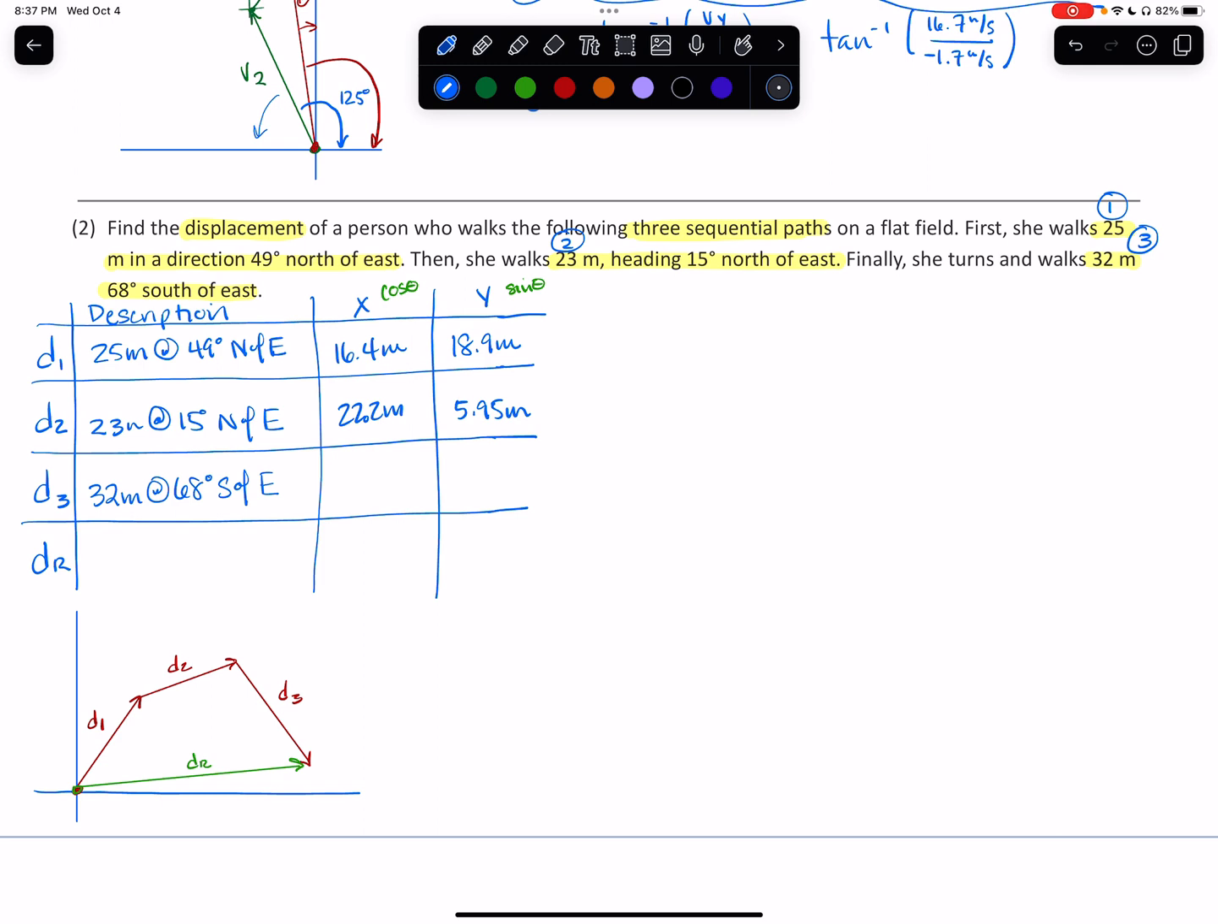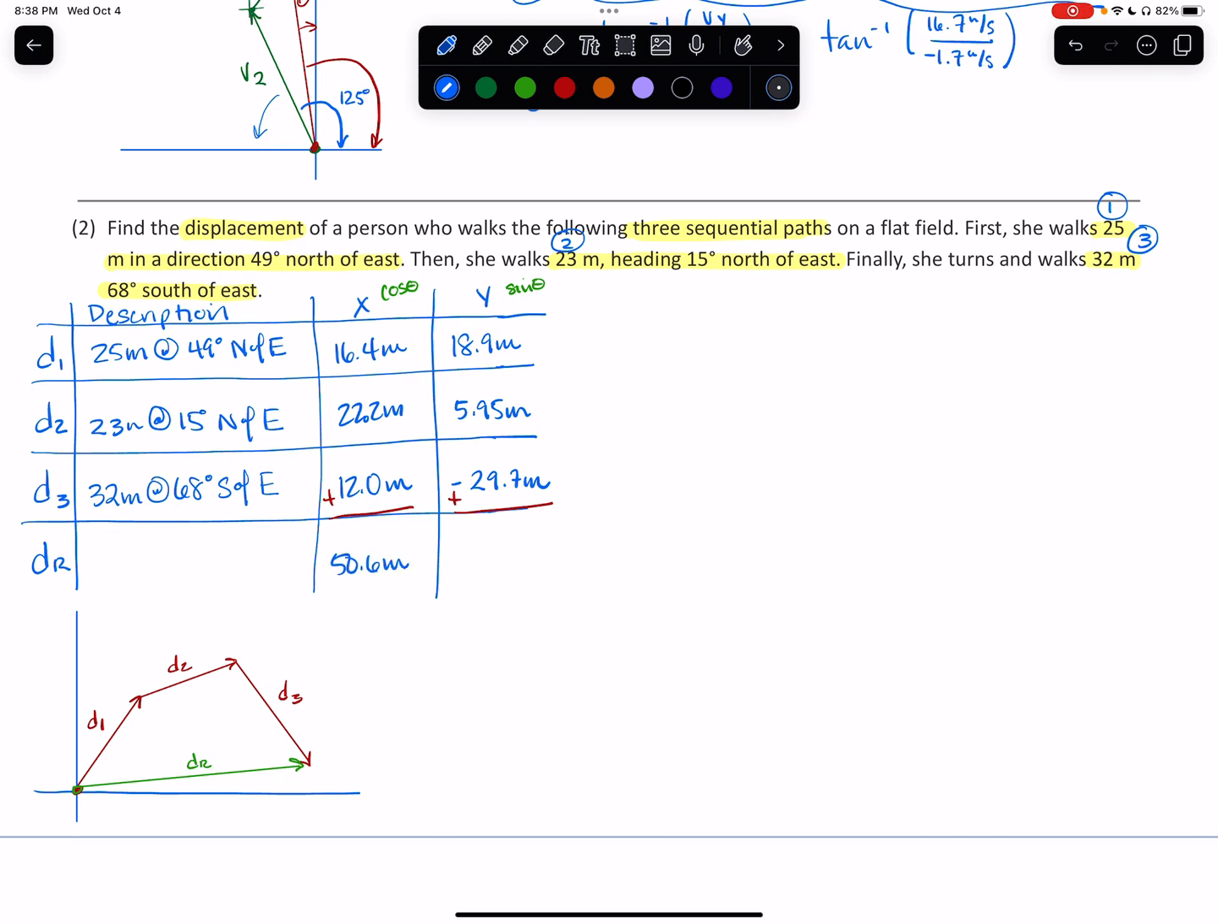All right, but it's going to be 32 meters times the cosine of 68 degrees. It's going to be 12.0 meters. And then the sine of that angle times 32, it's going to come out positive, but we need to list it as negative 29.7 meters because we're down in that southern quadrant. Okay, so we've got all our components in, and now we're going to add them all together to get our resultant components. So we add up our horizontal pieces, and we end up with 50.6 meters.